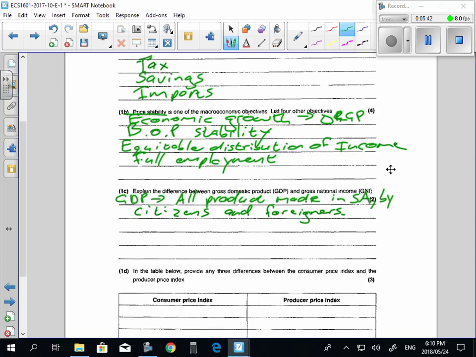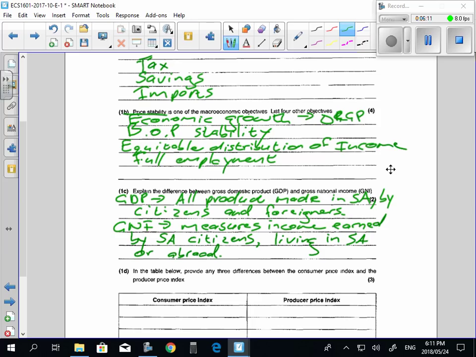Okay. Now, gross national income, on the other hand, measures the income earned by South African citizens living in South Africa or abroad. So gross national income, on the other hand, is more concerned with how much money South African citizens are earning, whether they live in South Africa or not. Okay. Does that make sense?